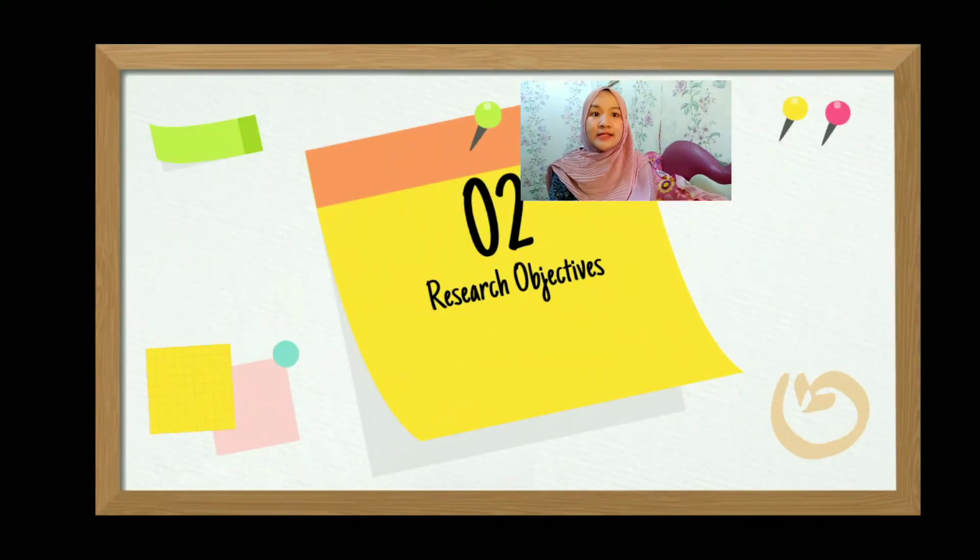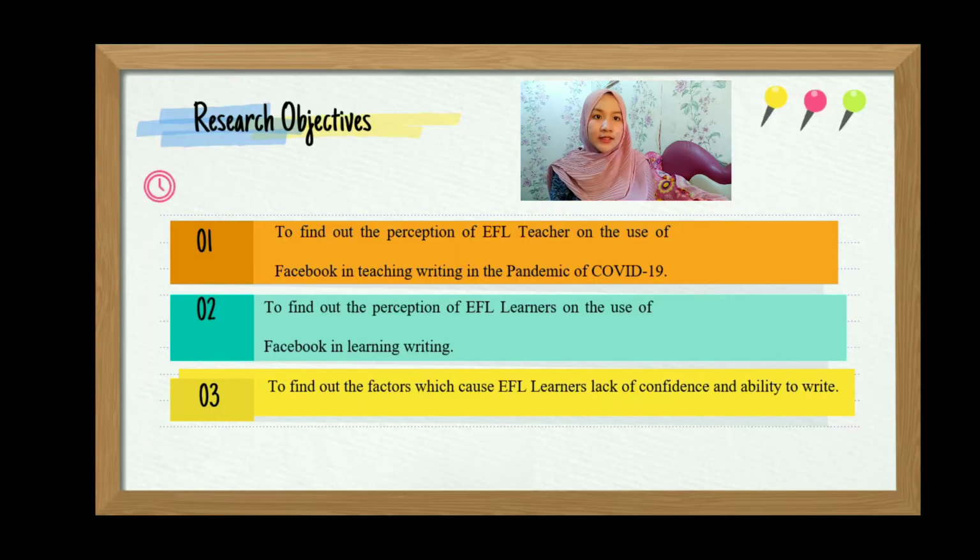The second part is the research objectives. Based on the problems that have been formulated, the aims of this proposal are to find out: first, the perception of EFL teacher on the use of Facebook in teaching writing in the pandemic of COVID-19. Second, to find out the perception of EFL learners on the use of Facebook in learning writing. And third, to find out the factors which cause EFL learners lack of confidence and ability to write.